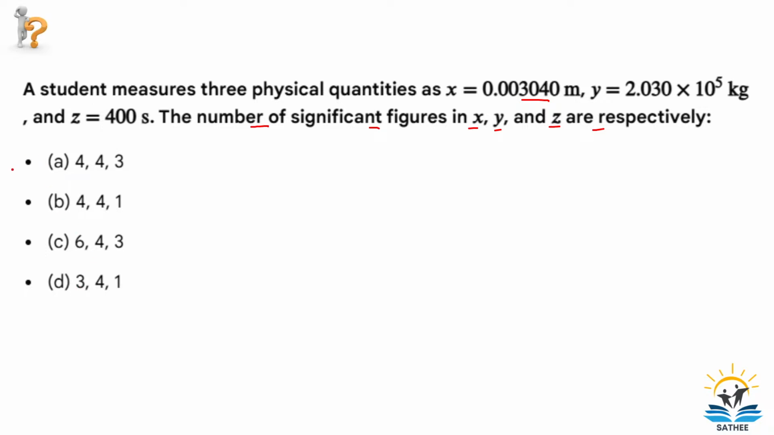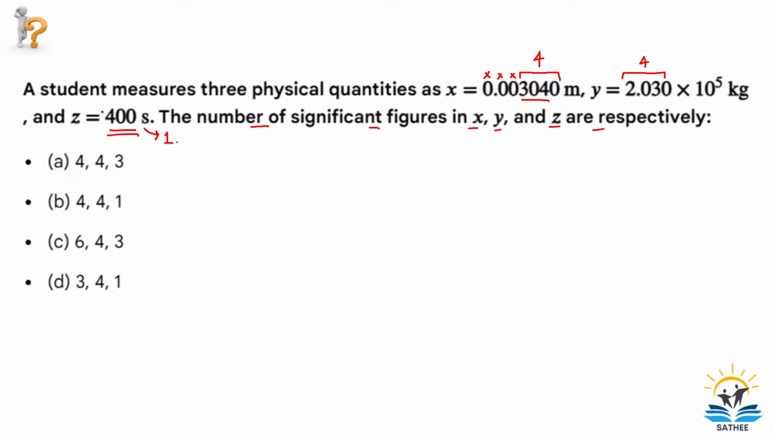Option A. Okay. So this 0 is non-significant, non-significant, non-significant. So these 4 are significant. So 4 significant figures in the second. All are significant figures. And this, how many significant figures? It is having one significant figure.